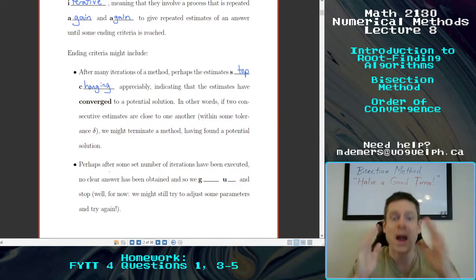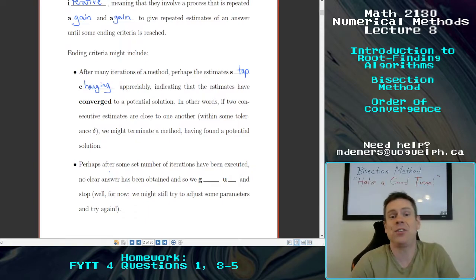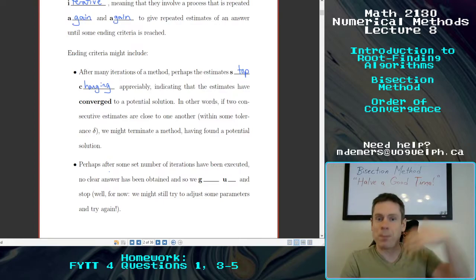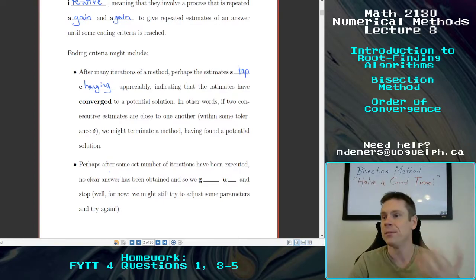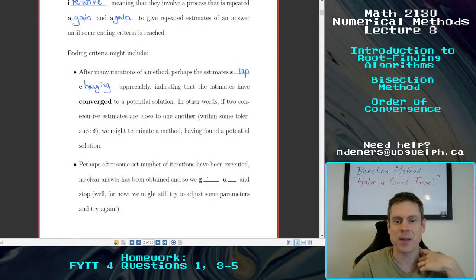Okay, perhaps, after some set number of iterations have been executed, you still don't have any clear answer. What happens if you iterate a method, you repeat a calculation 100 times over, and you're no better off than where you started? What's the thing you do? Well, like all good mathematicians, we give up.